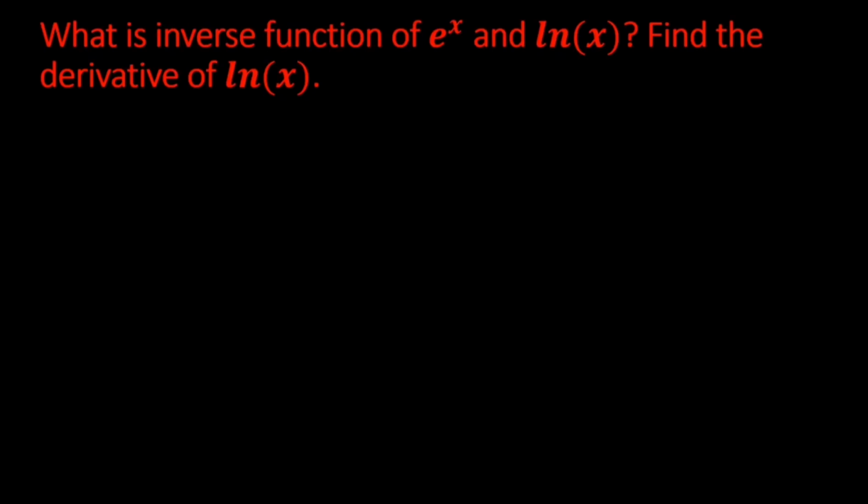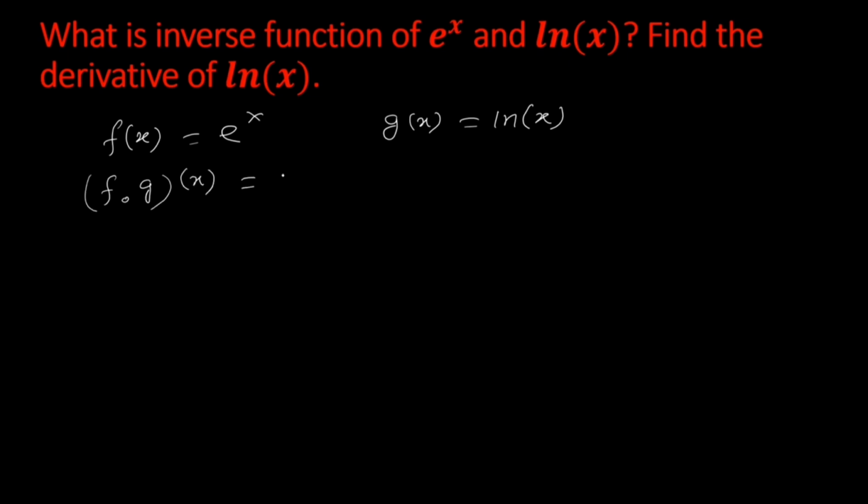What is the inverse function of e to the power x and ln x, and find the derivative of ln x. So let f of x equal e to the power x and g of x equal ln x. f composition g of x is equal to f of g of x, which is e to the power ln x, which is equal to x.